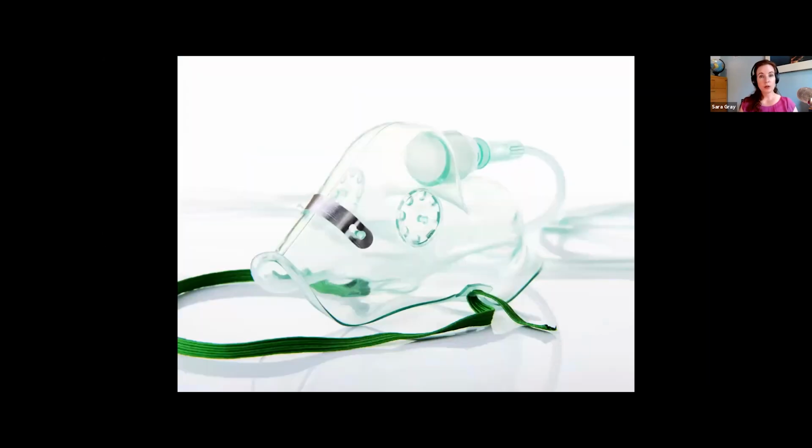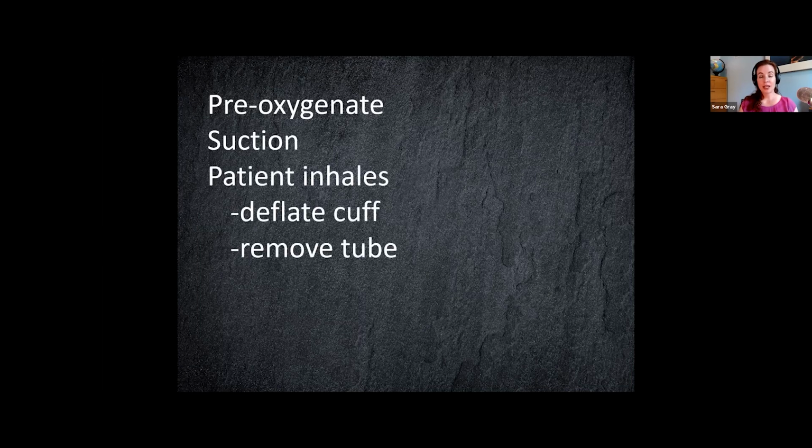Once it's out, you put them on some oxygen, you suction out their mouth. So we're going to review the steps here, and then I'm going to show you a quick video to highlight this technique for you. Okay, so the basic steps, it's pretty easy. Pre-oxygenate, suction everything out, coach them to take a deep breath in and hold it.